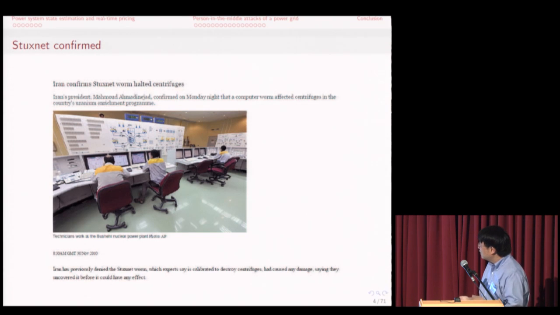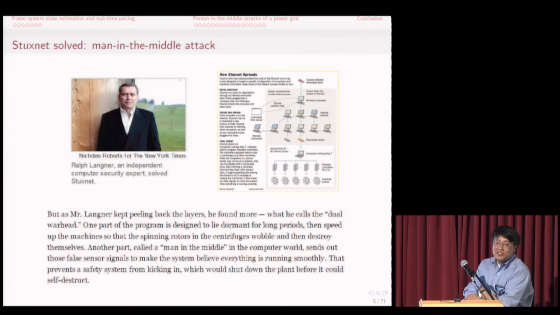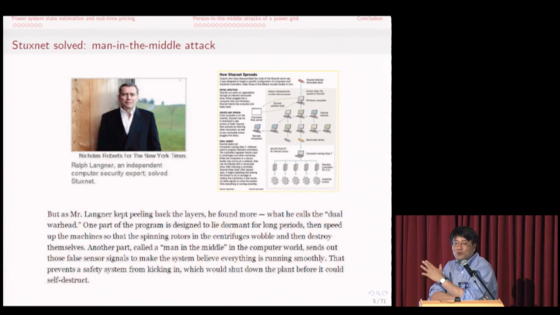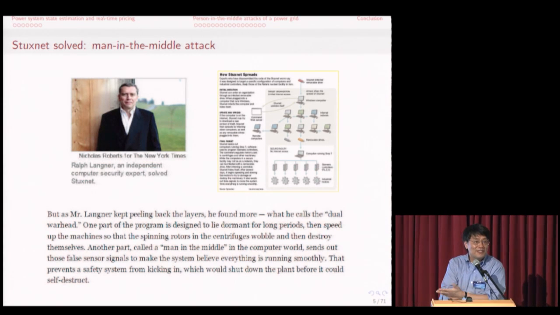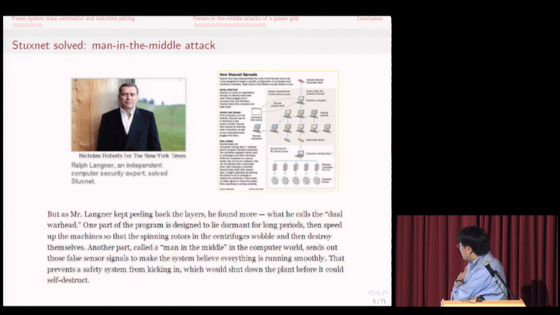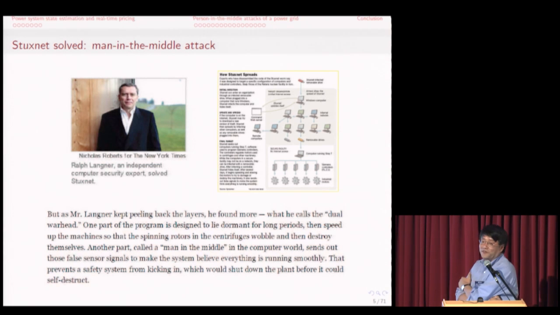Much later, the mechanism was gradually studied, and it was discovered that it starts with a thumb drive that infected some of the computers. People who get access on those computers, their thumb drives get infected, and eventually this virus finds the controllers of the nuclear power plant.